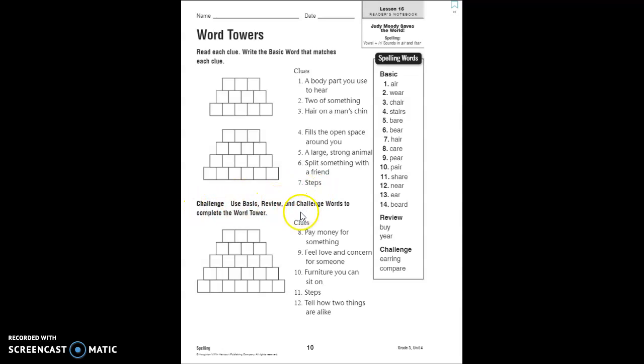It says challenge, use basic review and challenge words to complete the word tower. So now we not only have our basic words, we have review words. Buy. If I buy something, I purchase it at a store. Year, we all know what a year is. How many years old are you, right? Challenge words are earring that I wear in my ears. And compare. If I compare 2 things, I see how they're alike. Okay? All right, so let's take a look. Number 8. Pay money for something. Oh, 3 letters.